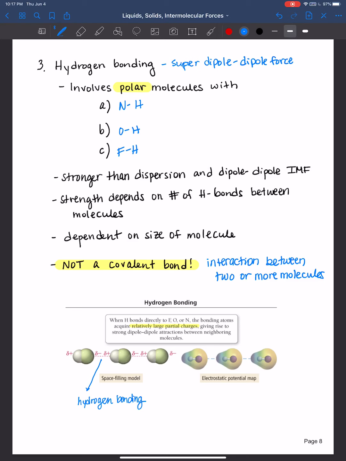You can also see this hydrogen bonding interaction represented using the electrostatic potential map. And this particular map here, you definitely see the red region and the blue region. It's very distinct. Whereas in the previous video, when I showed you the electrostatic potential map of acetone, the red and blue were not as distinct as they are here with the hydrogen fluoride.